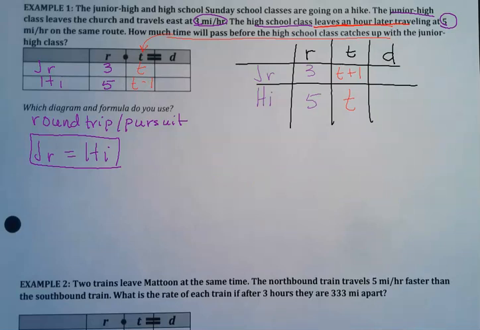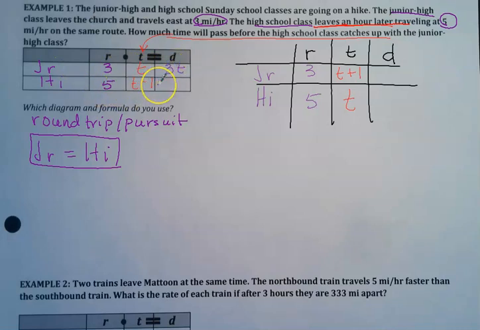All right, so where would we go from here? Then we have to find the distance. Okay, so let's go to our first table. So what's the distance here? For the junior high, 3 times t is 3t.